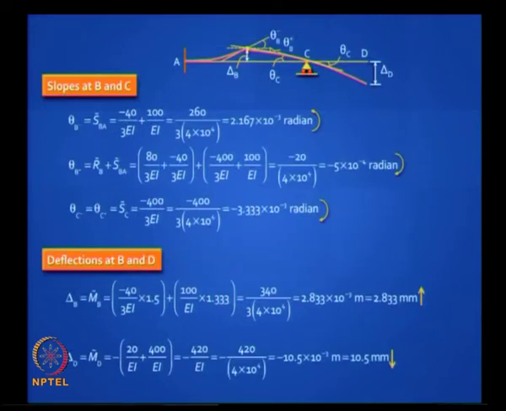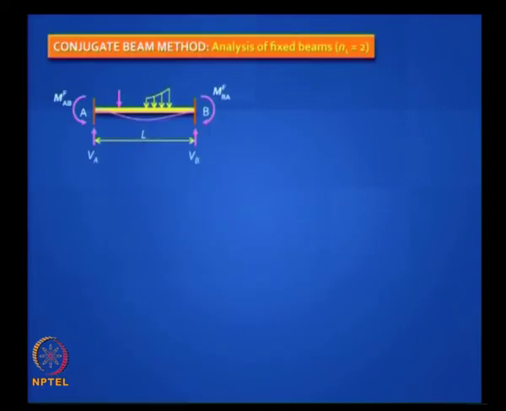Let us just accept this is something you should have learned in basic structural analysis. I just cover the concept here. Now, I think we are running out of time.